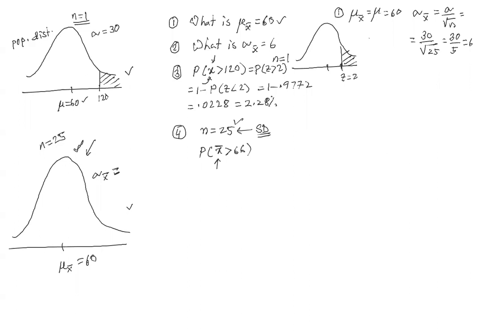If you do the translation, you will see again mu sub X bar is equal to 0 and sigma sub X bar is equal to 1. So the Z sub X bar is gonna be X bar minus mu sub X bar over sigma sub X bar.